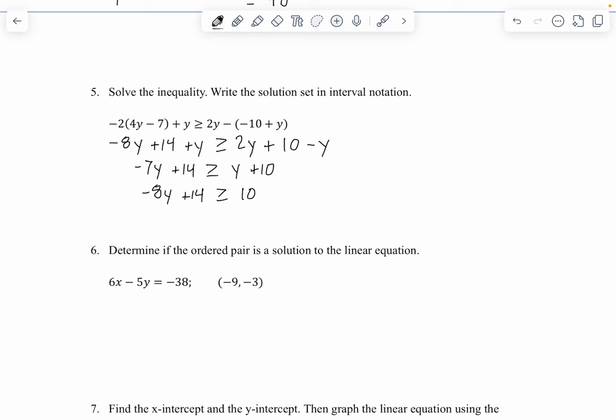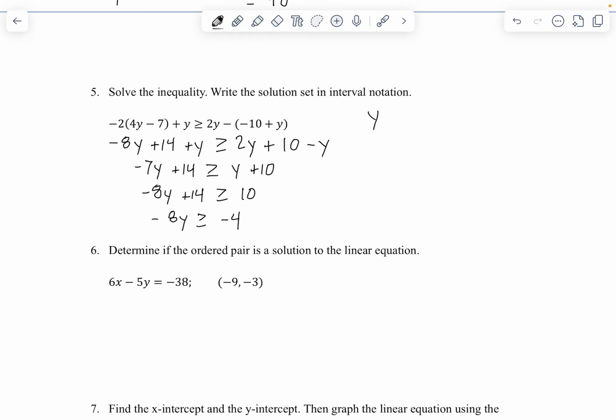And then I will subtract 14 from both sides. Negative 8y is greater than or equal to negative 4. And then I need to divide both sides by negative 8. But this is one important rule, just to remember. When you're solving an inequality, if you end up having to multiply or divide both sides by a negative number, then you have to flip the direction of the inequality sign. And that is something we have to do in this case because we're dividing both sides by negative 8.